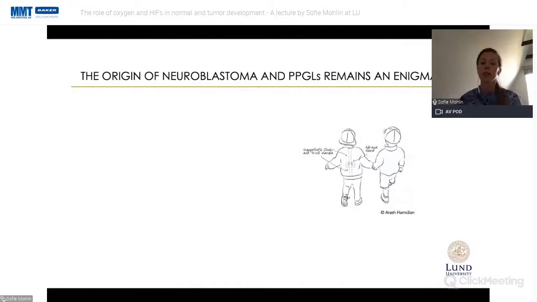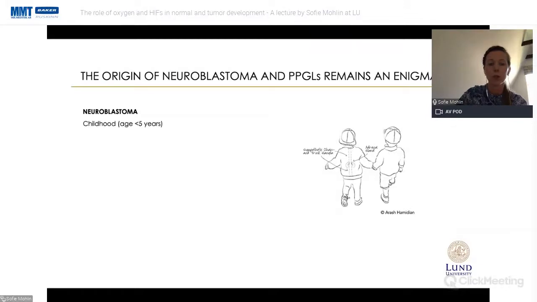We are working mainly on the childhood tumor form neuroblastoma, and we're also working on paraganglioma and pheochromocytoma that are mainly adult tumors. We know quite a lot about these tumors and the genetics around them, but we still do not know where they originate from. So, just a very brief background on these tumor forms.